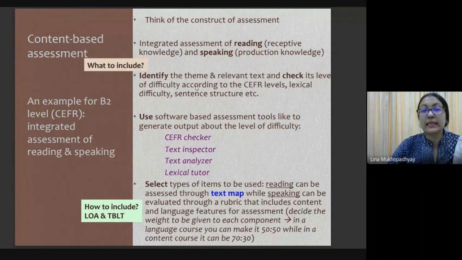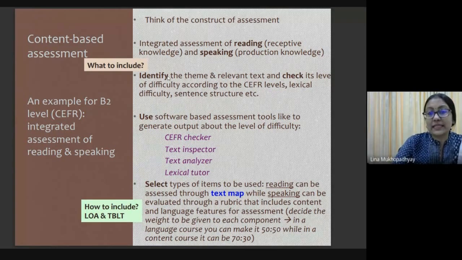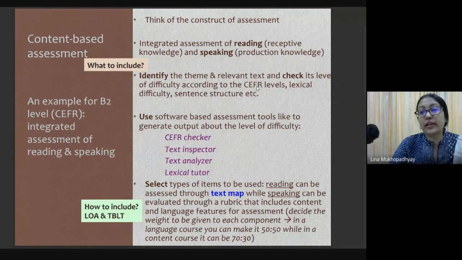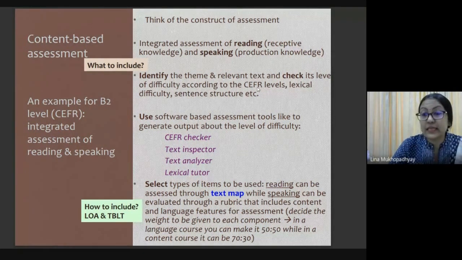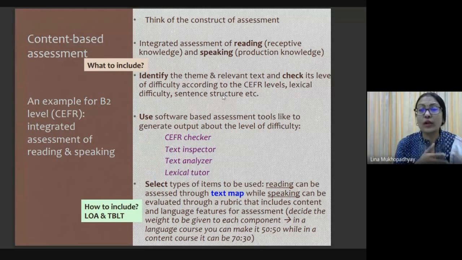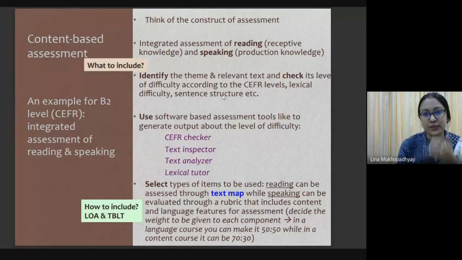So this is related to their curricular needs and their profile as a researcher or as a learner in higher education. Okay, the next challenge is we have to identify the theme and relevant text and check its level of difficulty according to the CEFR levels, the CEFR level descriptors. Then we could also look at its lexical difficulty, sentence structure. So it depends on what you are able to manage as a teacher. Okay, so we need to identify the theme and the relevant text, and very soon I will show you one example. Then, once we have identified the text, what we can do is, these are some of the software which will auto-generate some results for you.